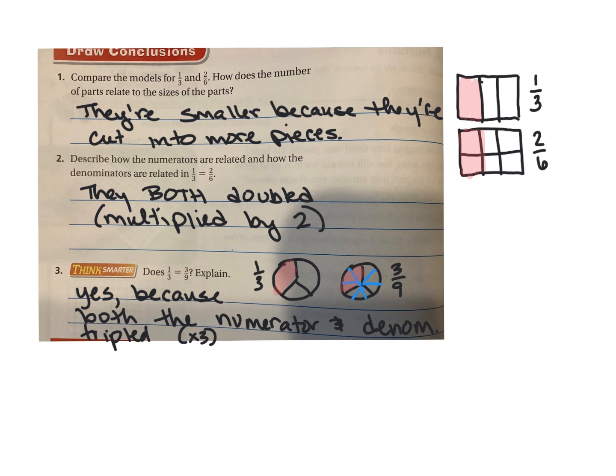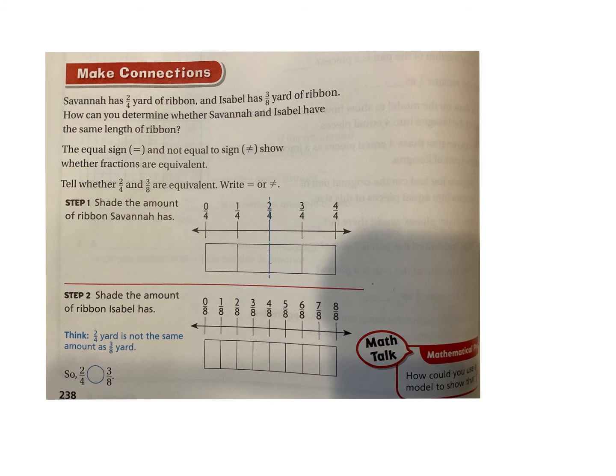To both. I can't do times 3 to one and not the other. That is going to throw me off balance. But I can do it to both, and it will stay equivalent. As long as I'm fair and I don't leave one of them out, I will keep these fractions equivalent. All right, let's go on to the make connections section of this.